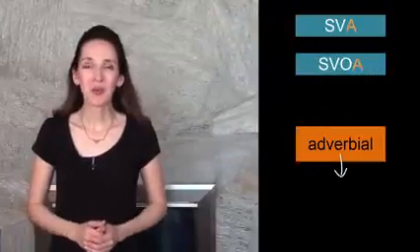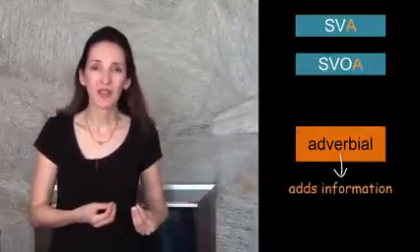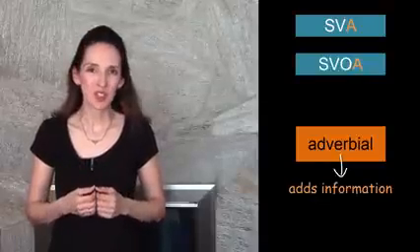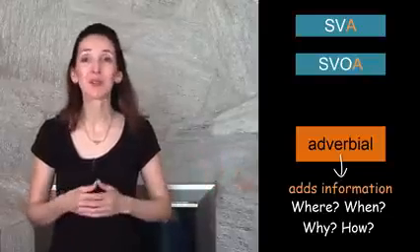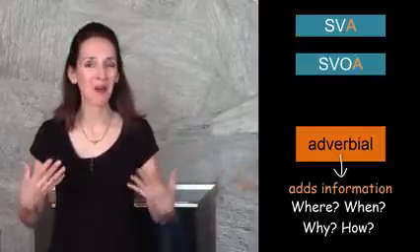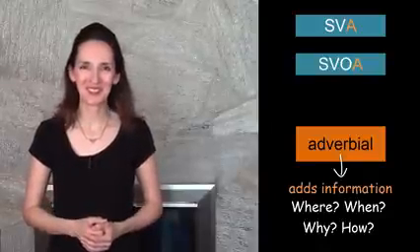Both sentences, subject-verb and subject-verb-object, can add on one more unit called an adverbial. An adverbial can be a single word, a phrase. It could even be a whole clause, an adverb clause, but that's for another lesson. Here's what you need to know. Adverbials add information. This information answers questions like where, when, why, how, which includes other how questions like how long, how often, how much.